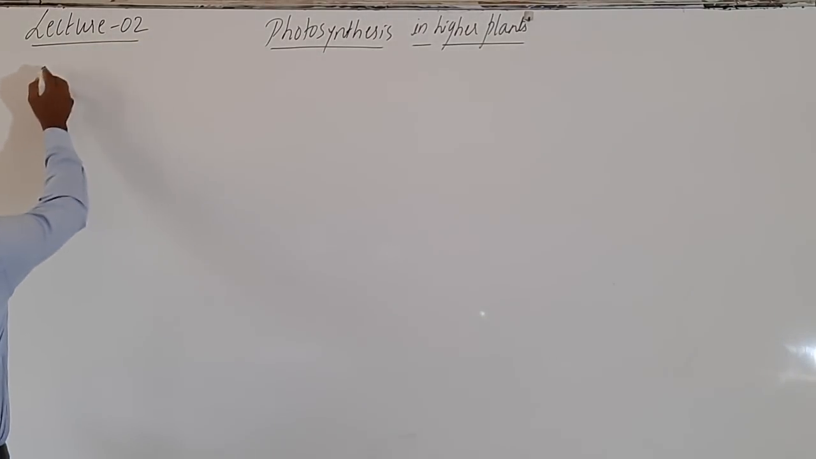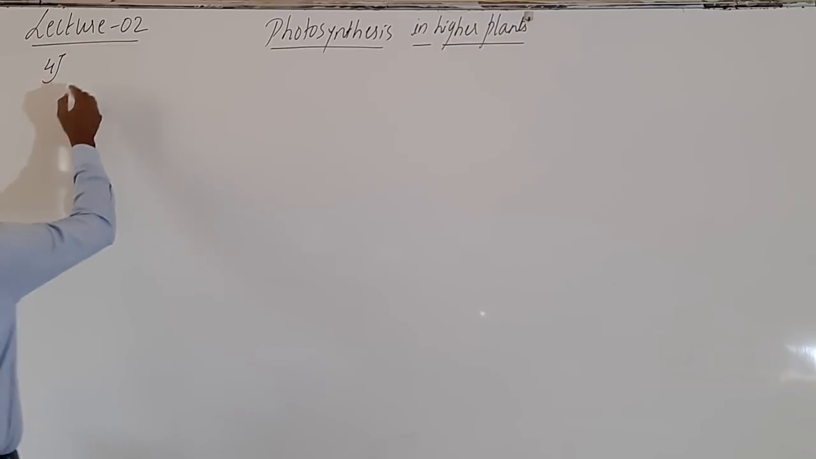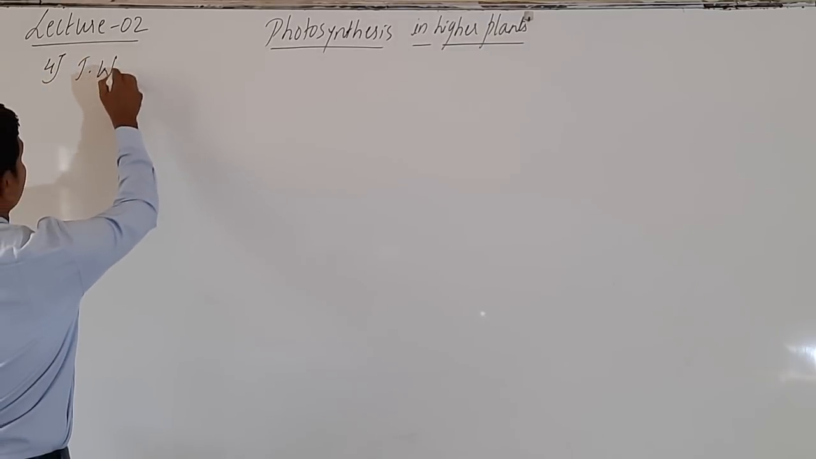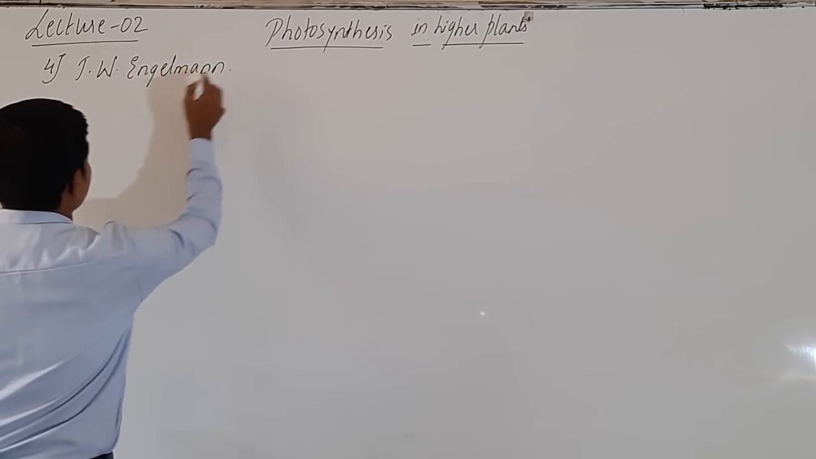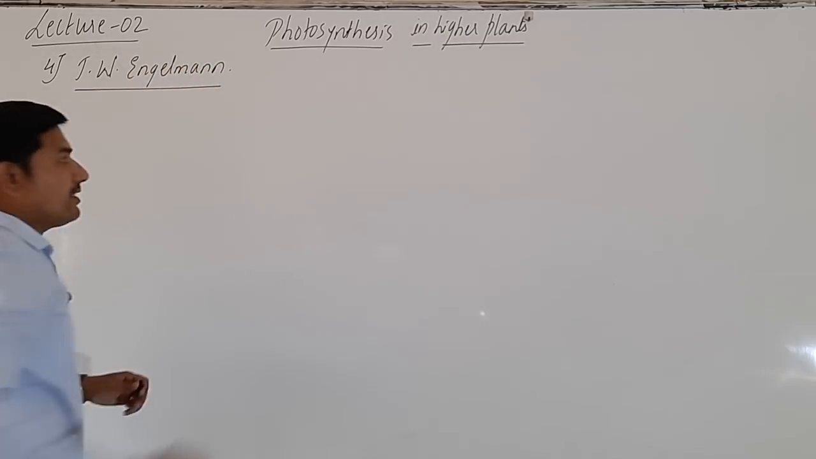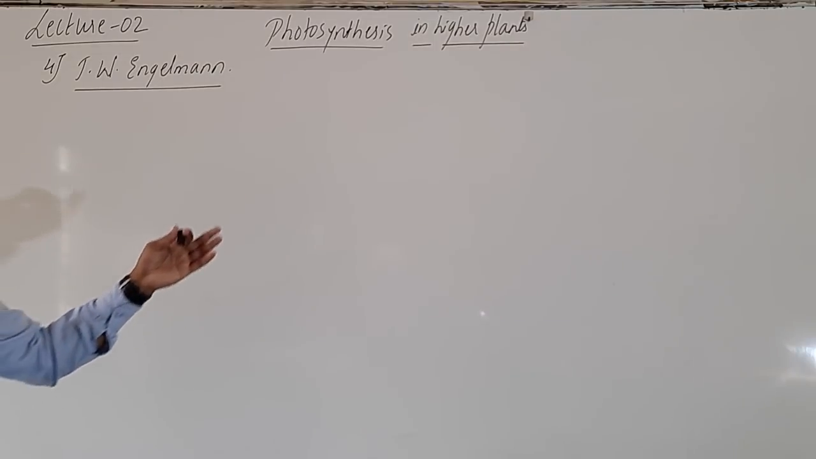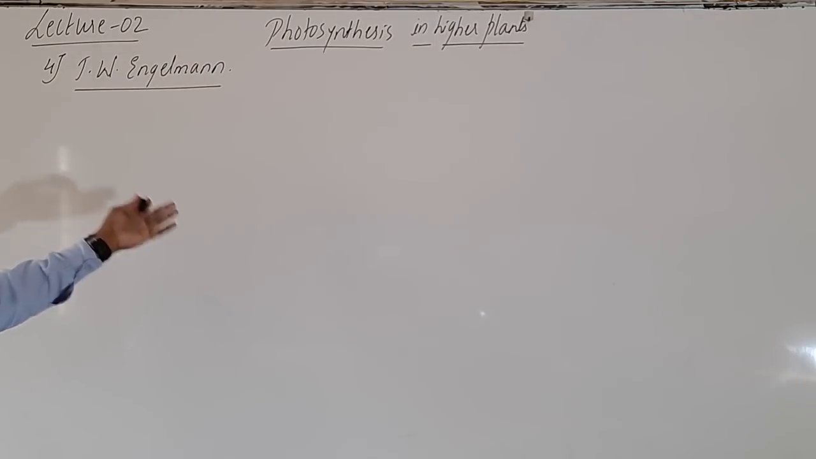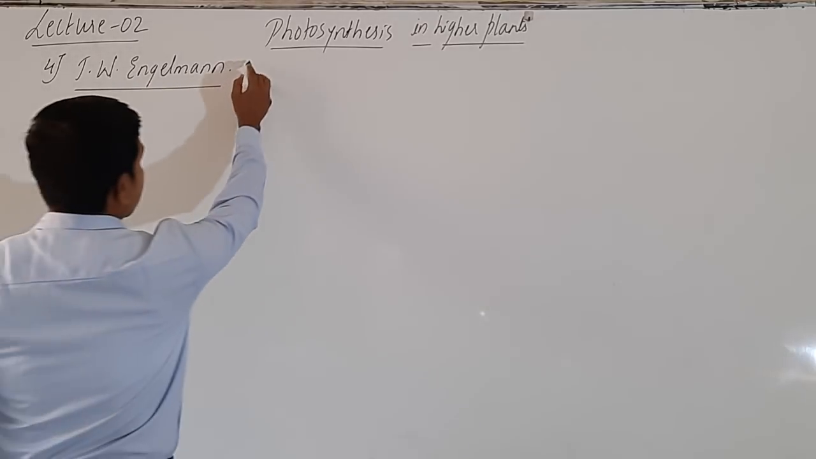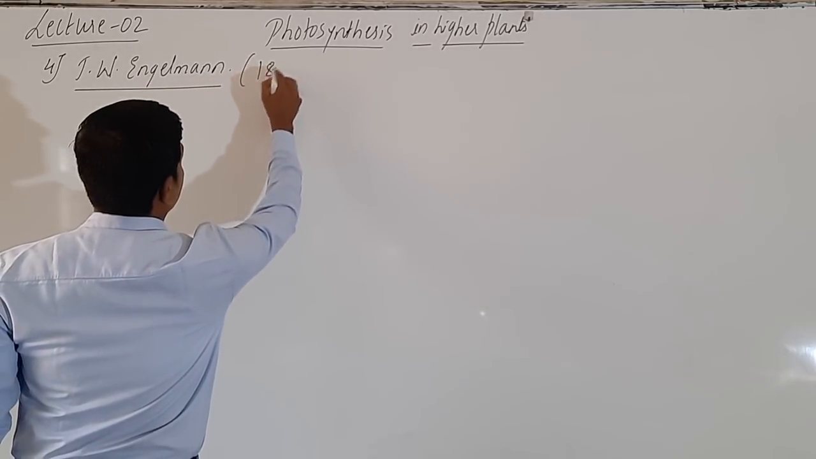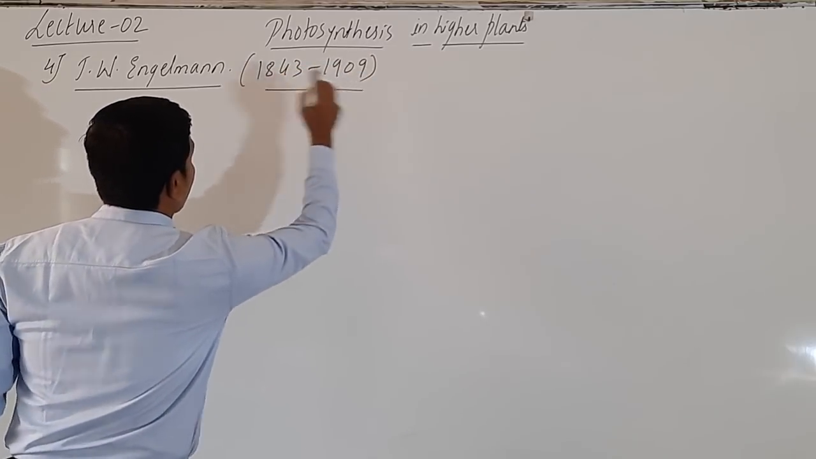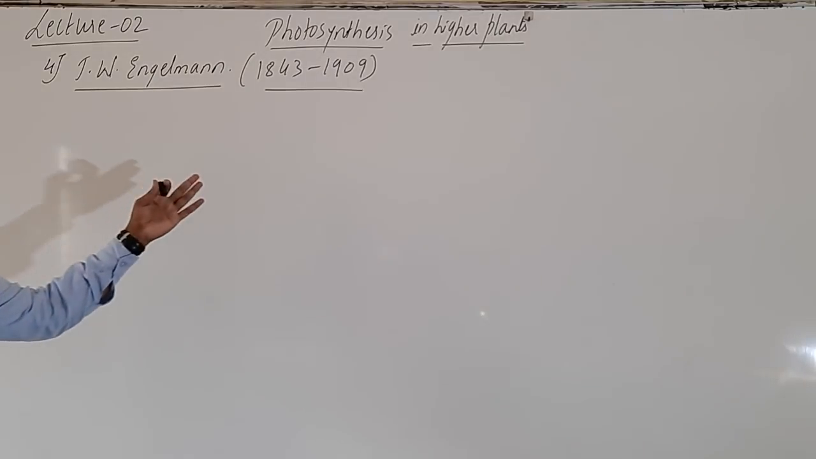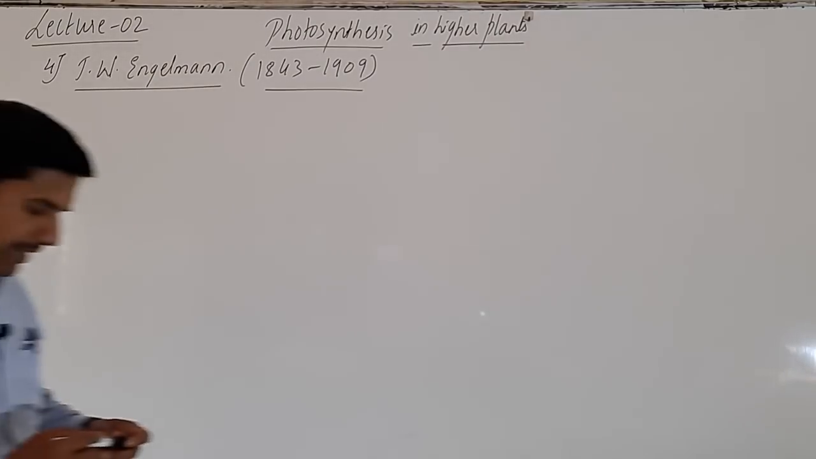Yesterday we came across three experiments, which show that photosynthesis occurs in plants. Now next comes T.W. Engelmann, who worked from the year 1843 to 1909.